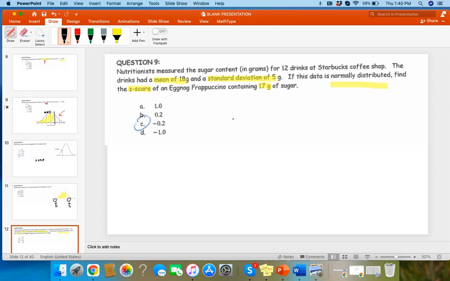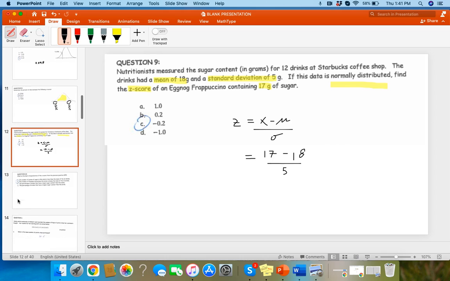So you're going to be using your z-score formula. Z is equal to x minus the mean divided by the standard deviation. And so then you have your equation. The z-score is what you're looking for. The x is the value that we're testing, so it's 17. Our mean is 18, and the standard deviation is 5. Okay, so you plug that all in and find an answer, as you see above.